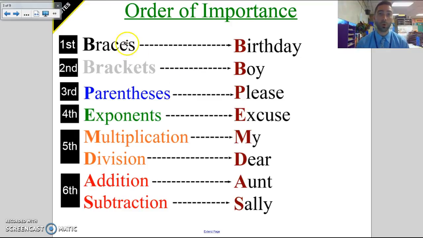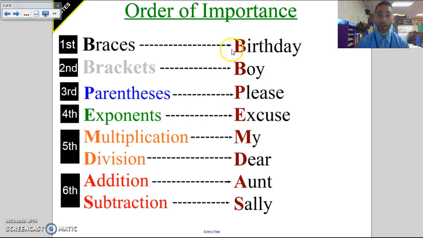So the first one you always have to follow is braces always comes first if they exist. Brackets always come second if they exist. Okay? Parentheses will always come third. And then exponents. Multiplication and division are 5th because they are equal to each other, and addition and subtraction are 6th. They are equal to each other. Now, this is the order if all of them exist. Obviously, you're going to go through and see which ones are in existence, and whichever ones are not, you're going to start crossing out as you go down when you write B.B.